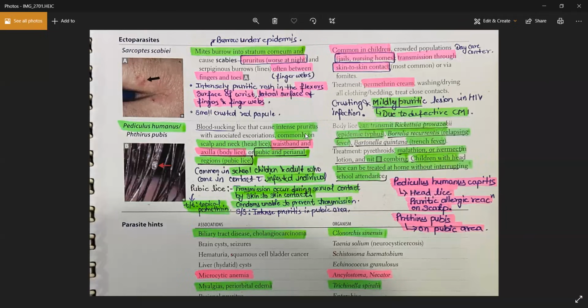Okay, that's about Pediculus humanus capitis. Any doubt? Please respond. Any doubt? No, sir. I think we're good.